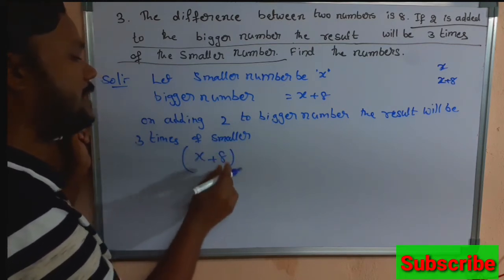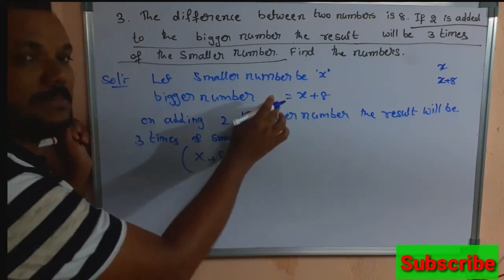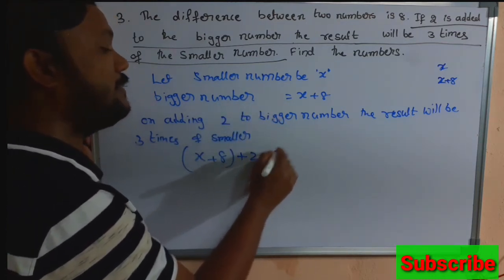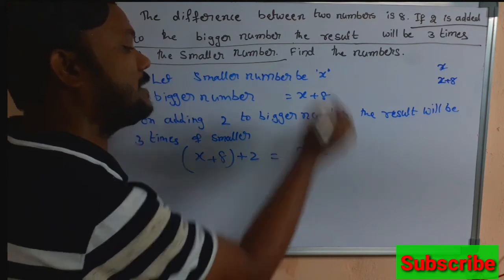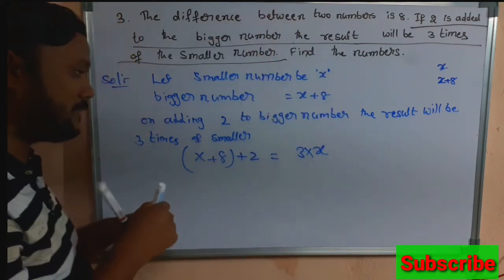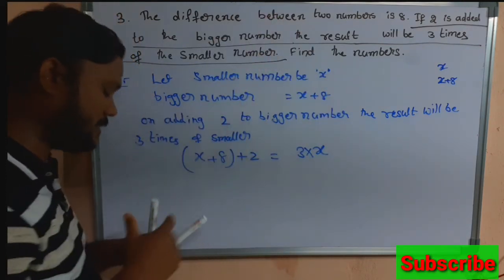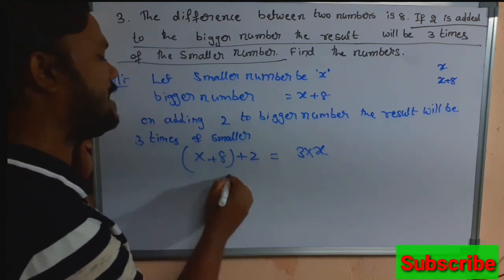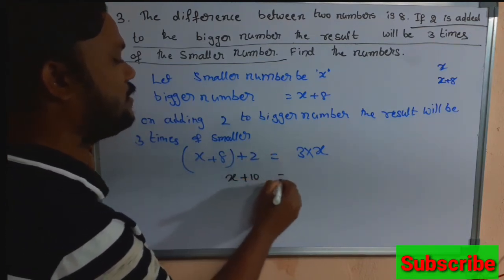What is the bigger number? As per our supposition, the bigger number is x plus 8, and adding 2 to it, this will be 3 times the smaller number. Can I write an equation using this statement? Now, x plus 8 plus 2, that means x plus 10, which is equal to 3x.